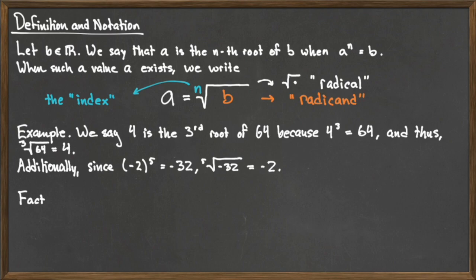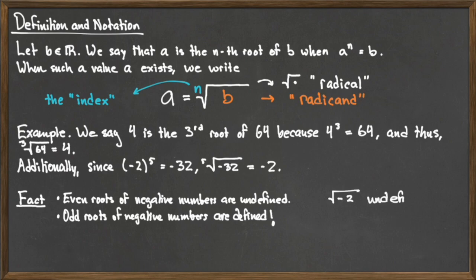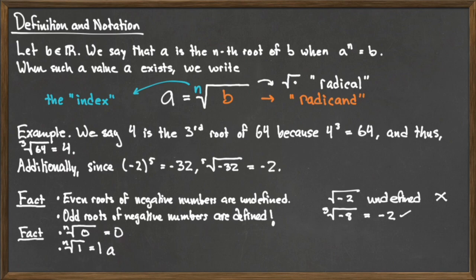It turns out that I can't take even roots of negative numbers, these are undefined as real numbers, but I can take odd roots of negative numbers because these are defined, as we just saw in the fifth root of negative 32 example. So the square root of negative 2 is not defined as a real number, but the third root of negative 8 is equal to negative 2. Another fact that we can observe is the following. The nth root of 0 will always be 0, the nth root of 1 is always 1, and the nth root of negative 1 is equal to negative 1 as long as n is an odd number.